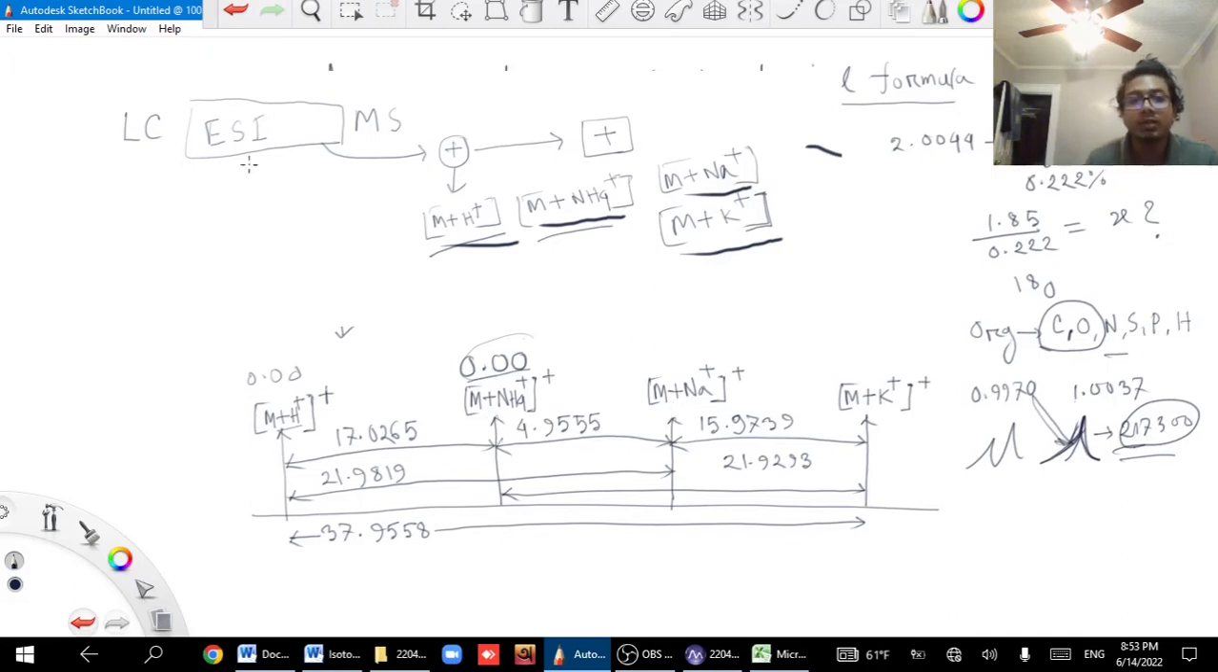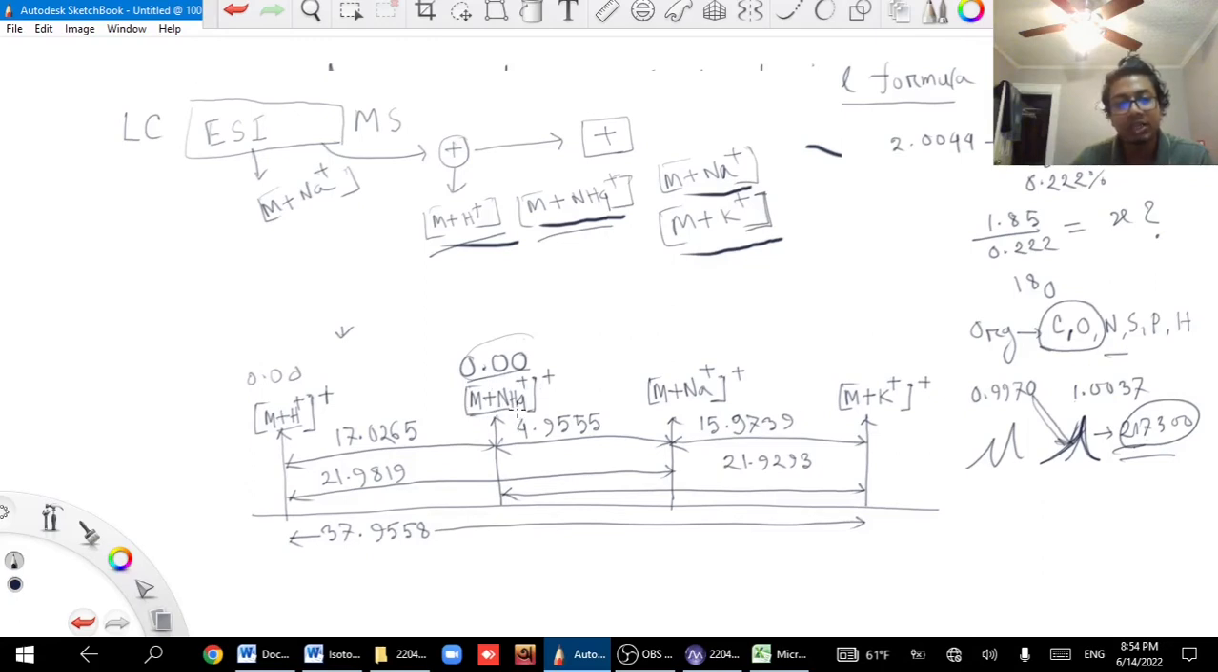if there is sodium. In ESI, if you make this ion M plus Na positive, you will find the peak at a 4.955 distance from that one. If you don't, you will not find that peak. So let's see what we got from that freestyle. I already calculated that peak.